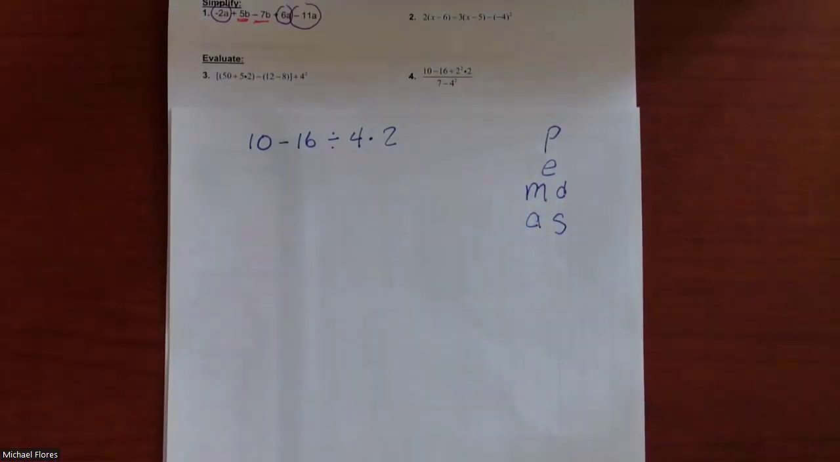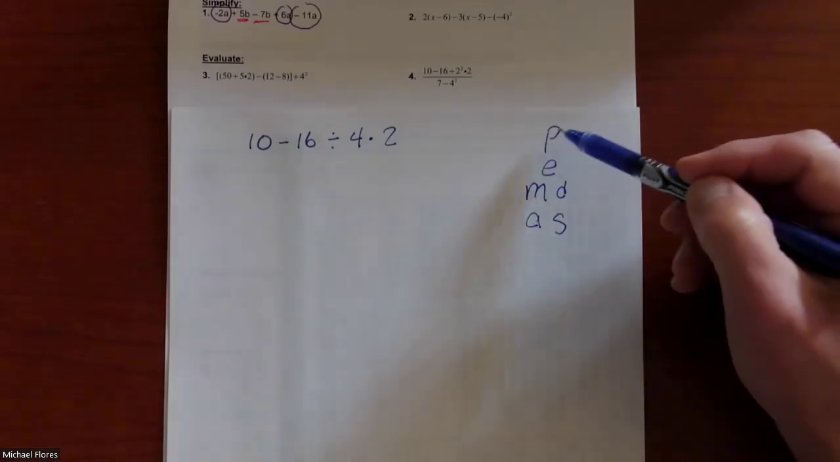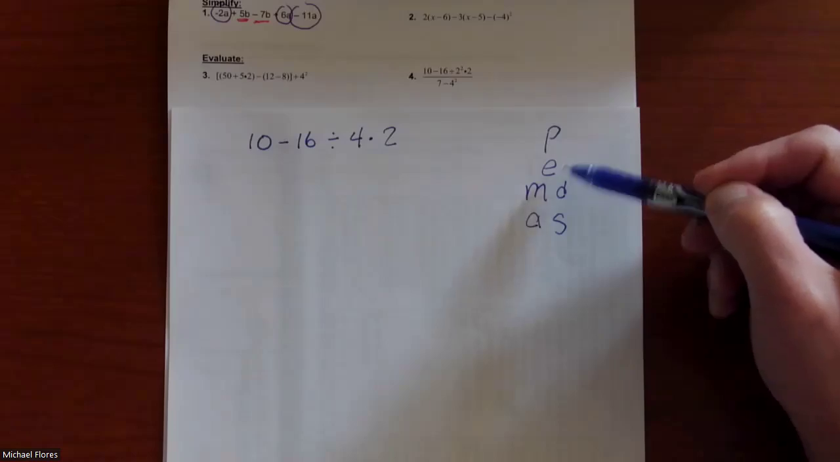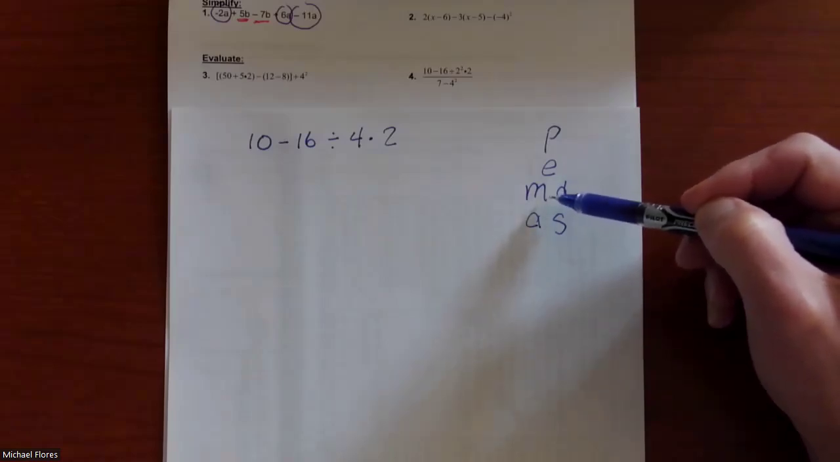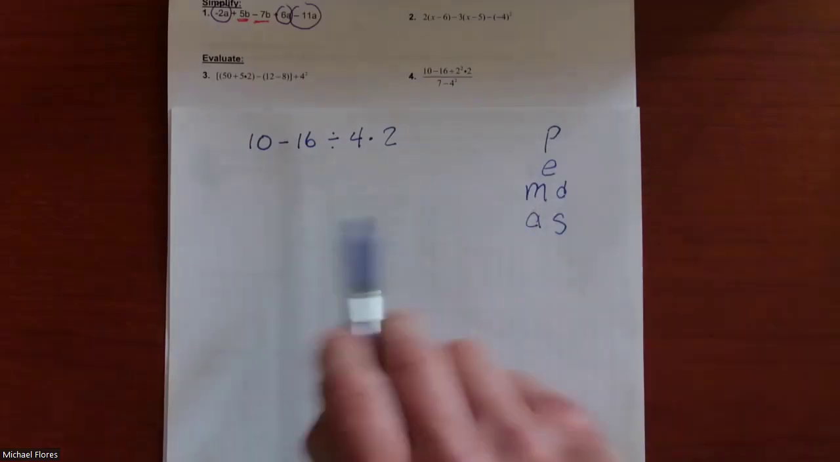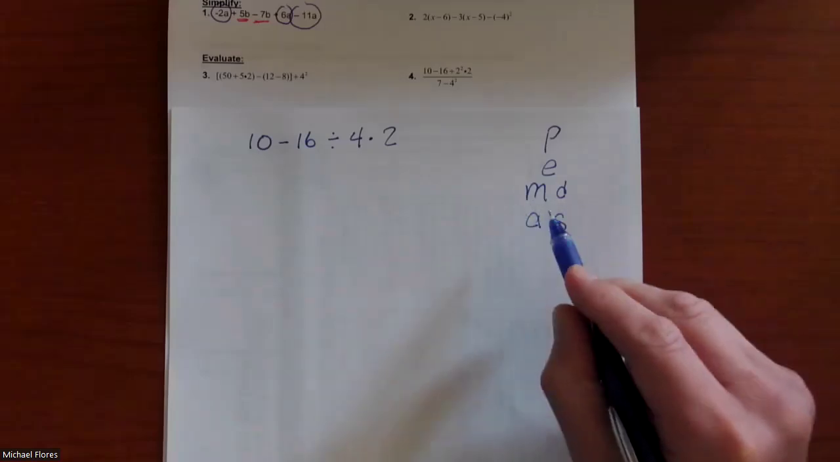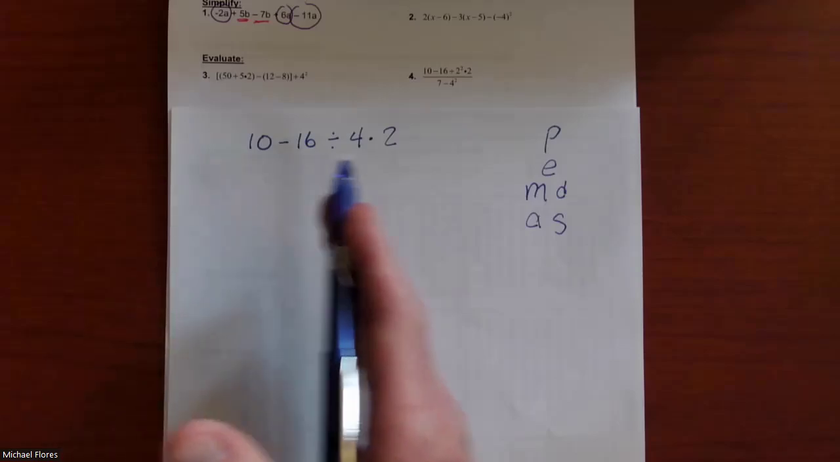PEMDAS. Now, it's clear we start with parentheses, then we start with exponent, and what is very commonly misunderstood is that you then do multiplication next. If you happen to have multiplication and division in the exact same problem that we're solving, these hold the same weight. We do whichever one comes first from left to right.